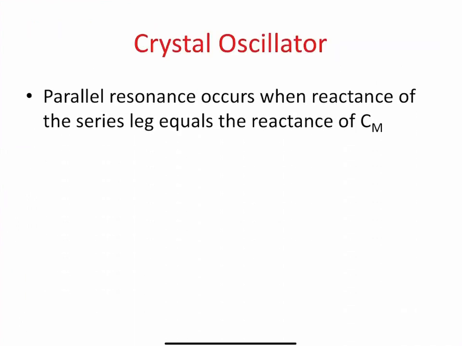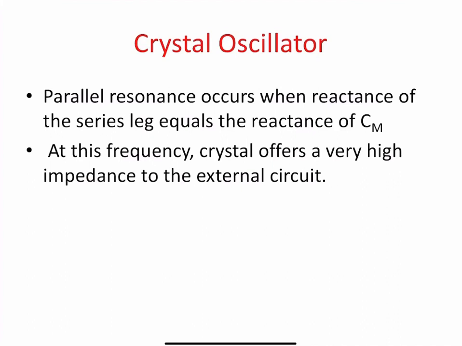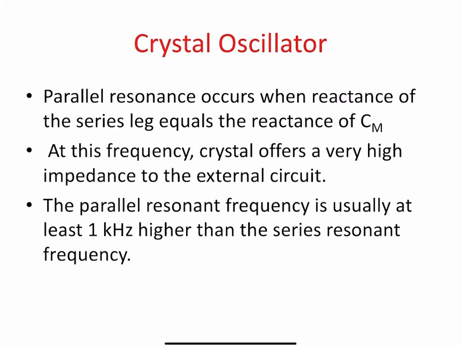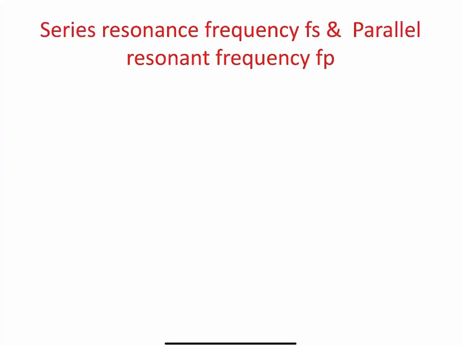Now next is parallel resonance. Parallel resonance occurs when the reactance of the series leg equals the reactance of Cm. At this frequency, the crystal offers very high impedance to the external circuit, and the parallel resonant frequency differs from the series resonant frequency by 1 kHz. It is higher than the series resonant frequency by at least 1 kHz. Now next is frequency of oscillations, meaning series resonant frequency and parallel resonant frequency.